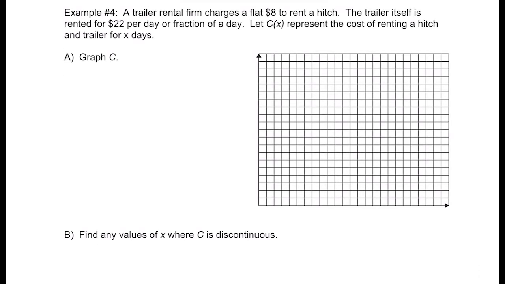Let's look at a quick little application. A trailer rental firm charges a flat $8 to rent a hitch. The trailer itself is rented for $22 per day or a fraction of a day. Let C of X represent the cost of renting a hitch and trailer for X days. So we want to graph C.